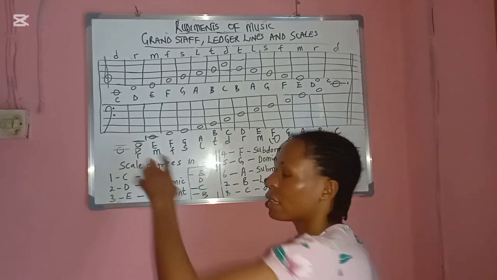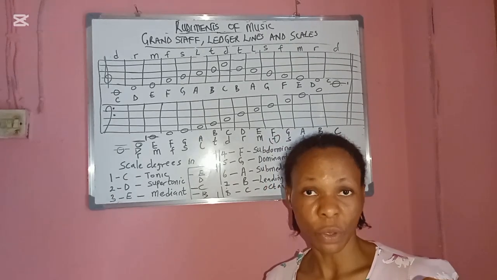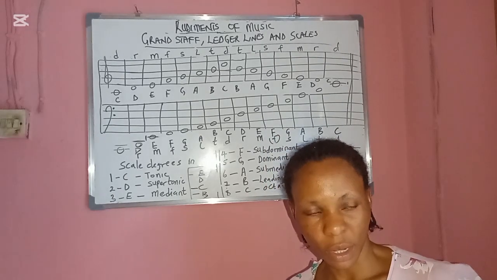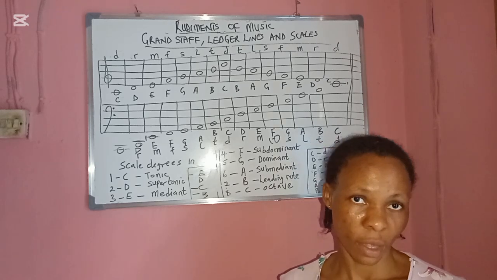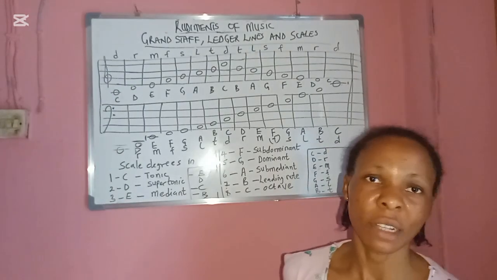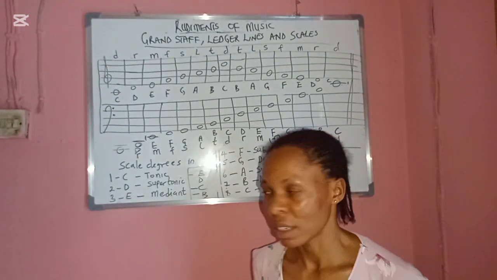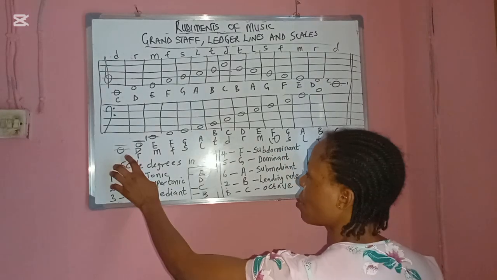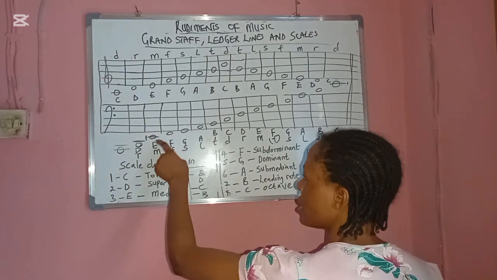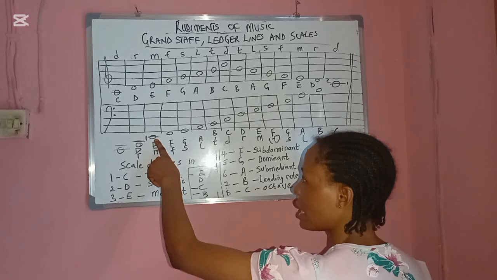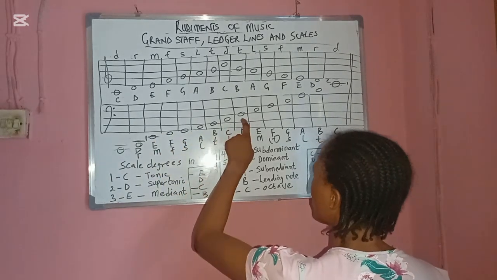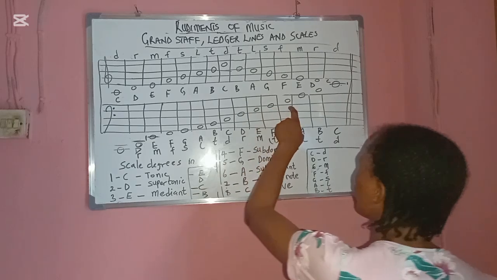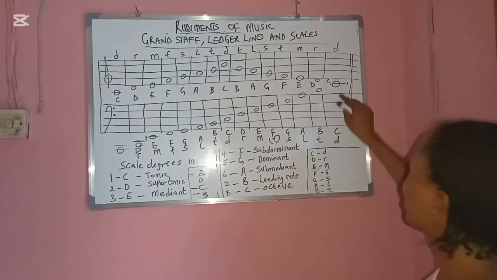If after C, what do we have? Oh, before C, what do we have? B, and then A. I mean, the next ledger line will be A. You can keep adding as many as you want. Okay. So now that's how we have C, D, E, first ledger line below, F, G, A, B, C, D, E, F, G, A, B, and C.